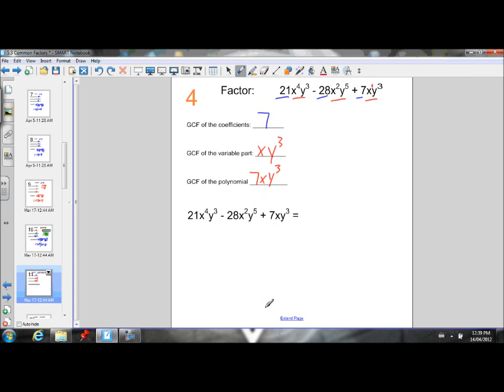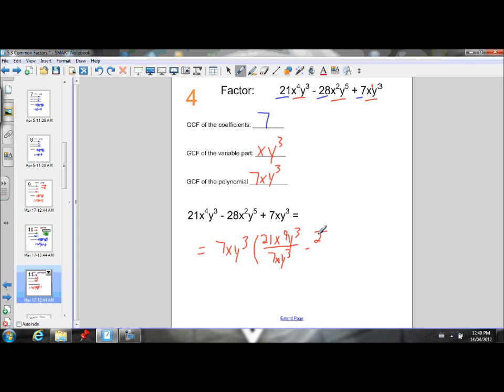So we'll need a little room to do this one because there's more terms. So we're going to common factor out a 7xy to the 3. So that means we're going to divide each term by 7xy to the 3.